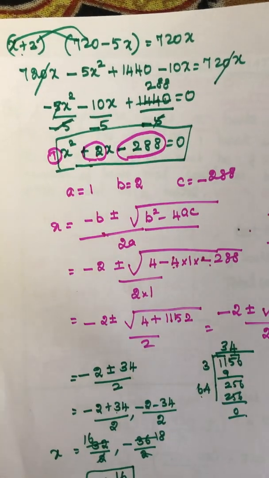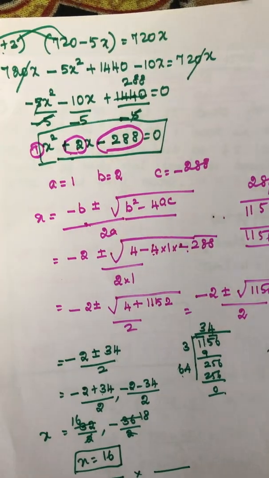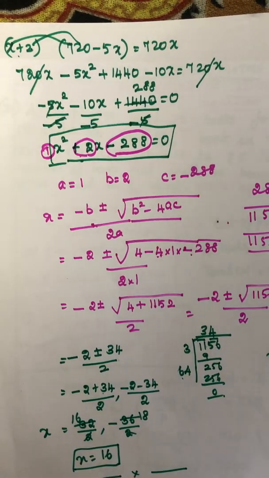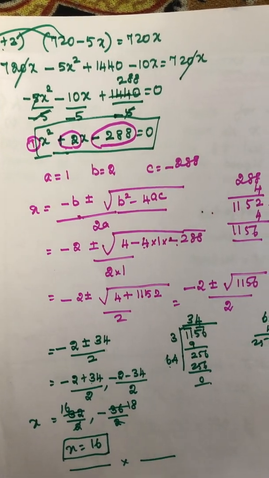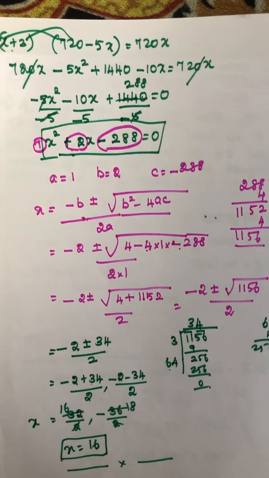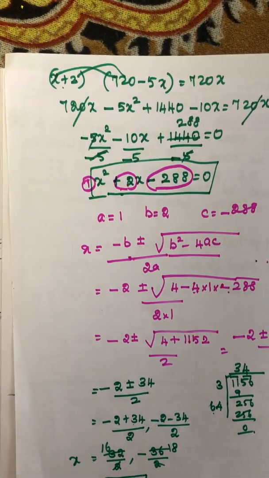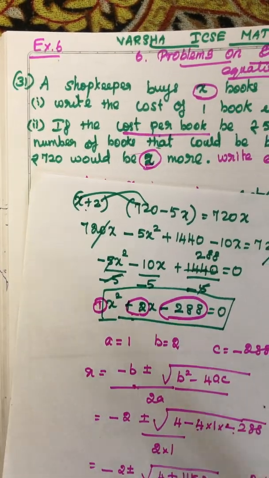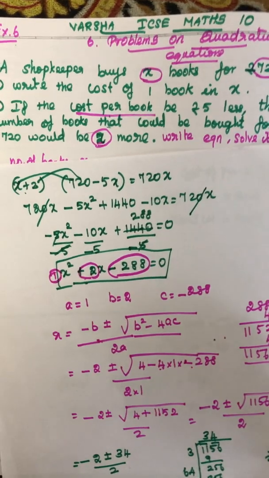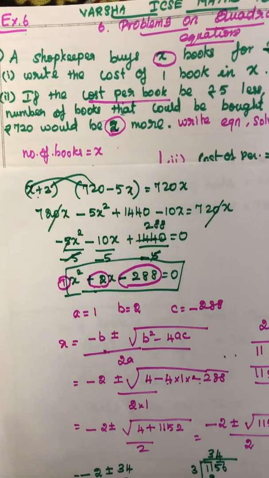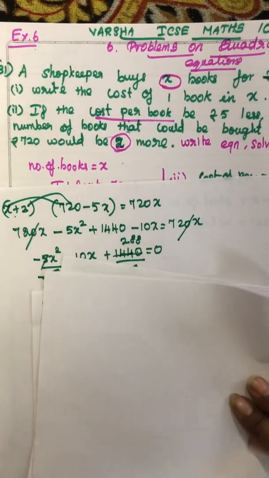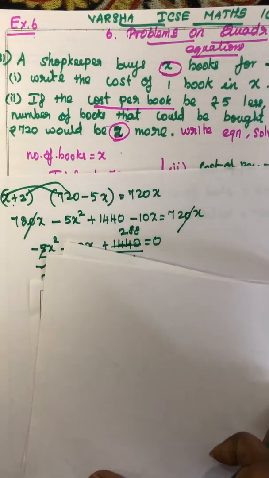Okay, students, we have found the answer. You have so many steps in this sum, but with concentration you can definitely do the sum. Okay, so shall we check the question? Whenever you do an algebra sum, we can check the answer. So see, recall our question. A shopkeeper buys x books for 720 rupees. So how many books did he buy? That is 16 books. We found the answer.